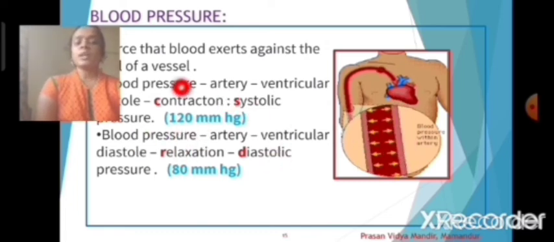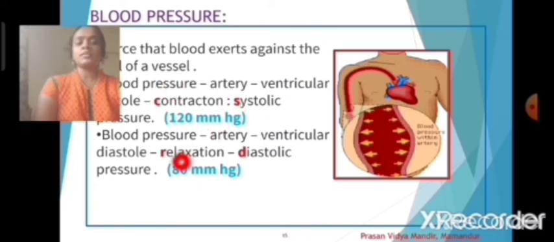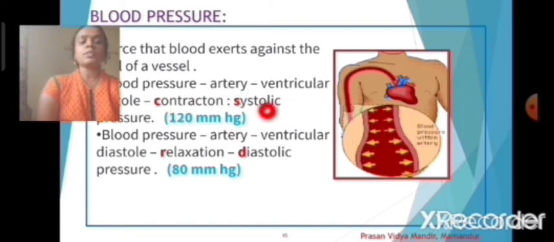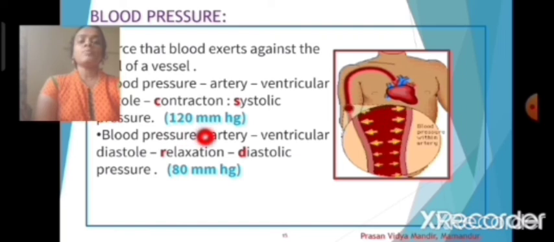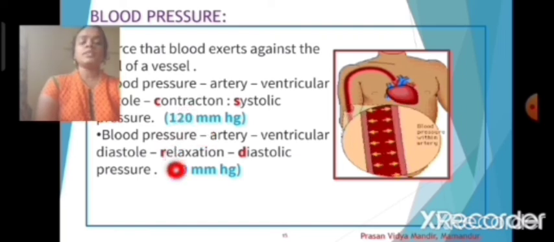You can remember it as CSRD, the letters C, S, R and D: contraction systolic, relaxation diastolic. This pressure is measured in mm of Hg, that is mercury. 120 mm Hg is for systolic pressure and 80 mm Hg is for diastolic pressure. These are the normal values of blood pressure.